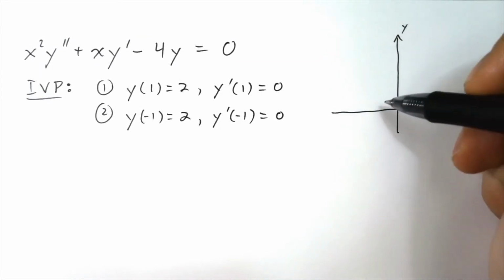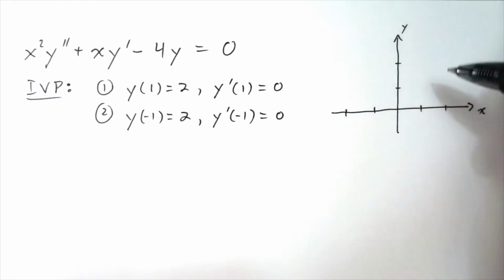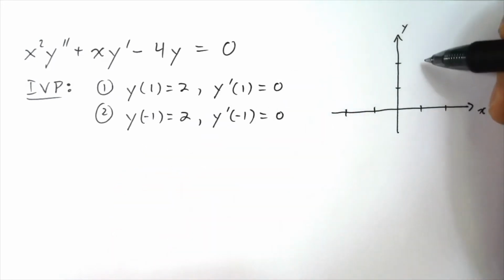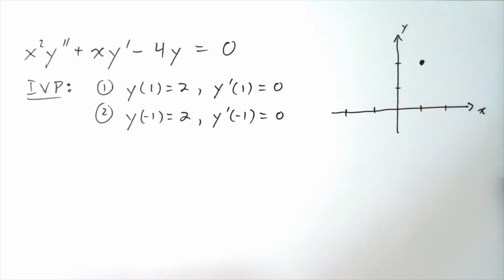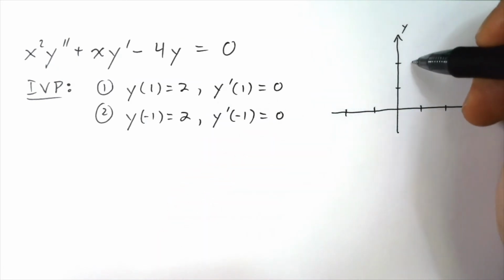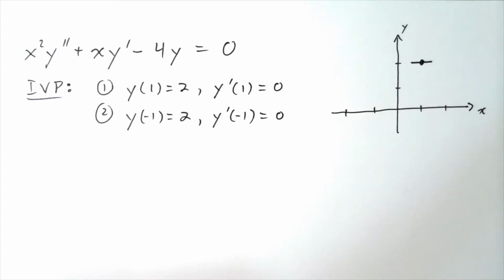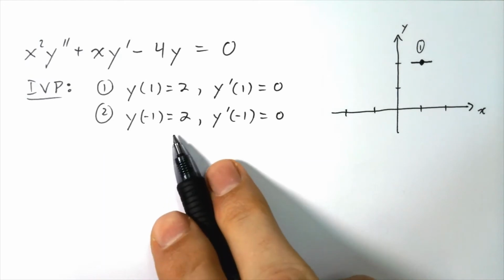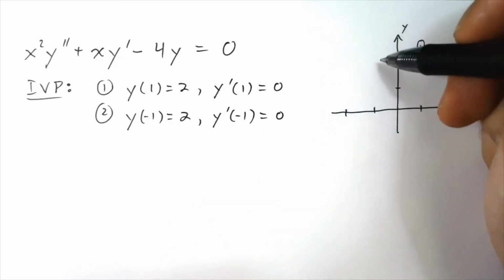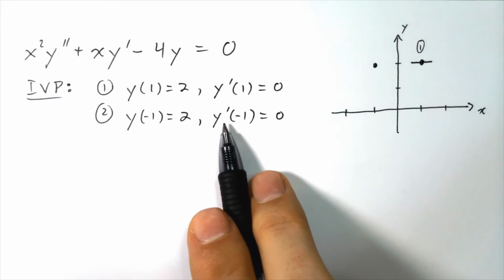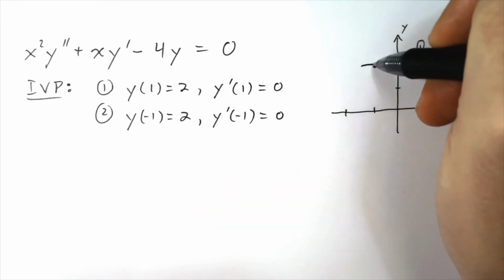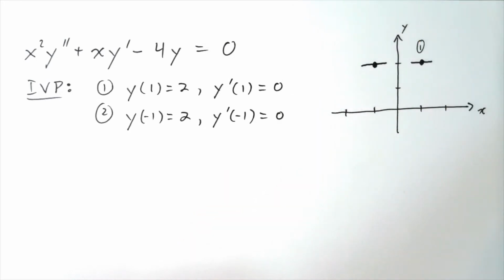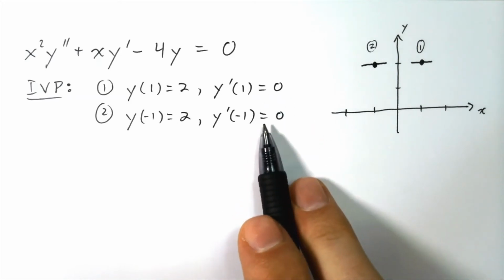Well, y of 1 equals 2 means we're going through this point, right? And y prime of 1 equals 0 means we have a horizontal tangent line. So that's initial value problem 1. What about initial value problem 2? It's saying that y of negative 1 is 2, so we're going to go through this point, and y prime of negative 1 equals 0. So we're going to have this slope for our tangent line. So that's initial value problem 2. So we're going to solve both of these separately, okay?